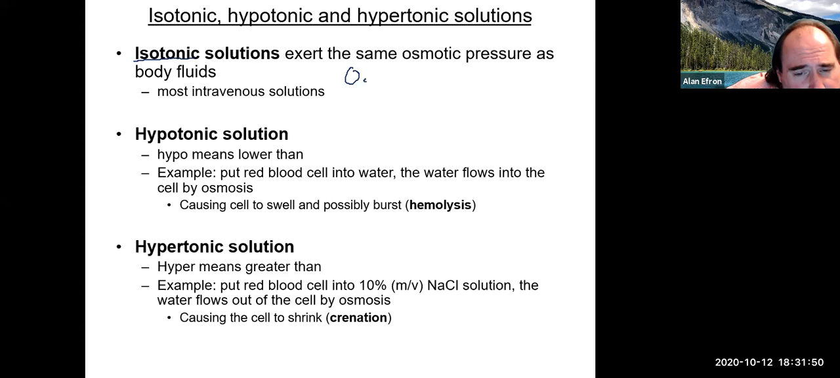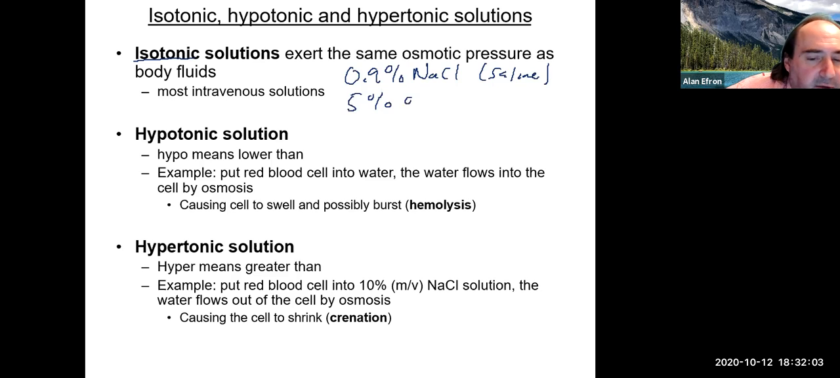Usually 0.9% sodium chloride, sometimes called a saline solution. It doesn't necessarily have to be sodium chloride. It can be like potassium chloride, something like that. And a 5% glucose solution. These are usually mass to volume percent. So these are considered isotonic solutions.